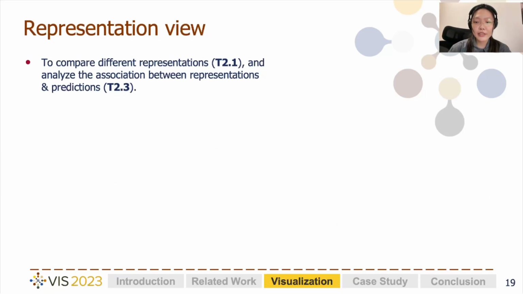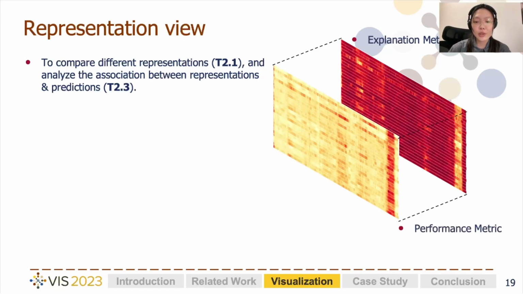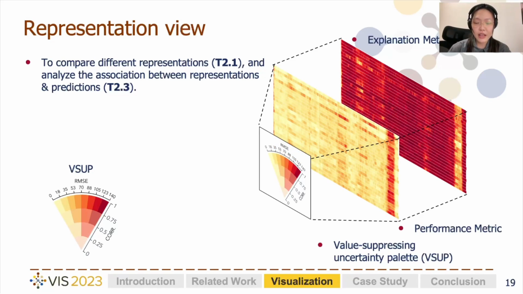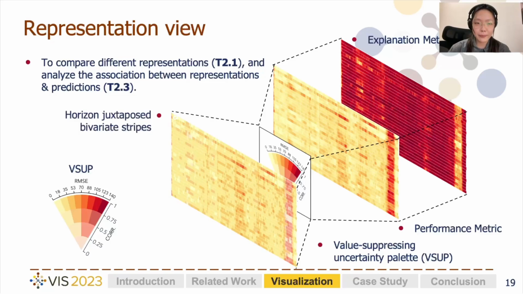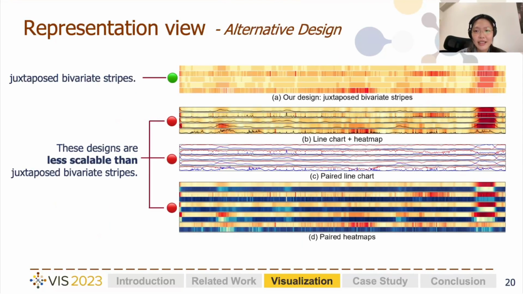Representation view is used to compare different representations, meanwhile depicting associations between representations and predictions simultaneously. We propose a novel design of juxtaposed bivariate strips. The two-dimensional metrics of each sliding window are encoded using a VSUP to conduct more careful inspection of error-high slices and compare them. We considered three alternative designs. However, these designs are less scalable than the proposed bivariate juxtaposed strips, especially when the number of representations increases due to the increasing number of transformation methods and their parameters.